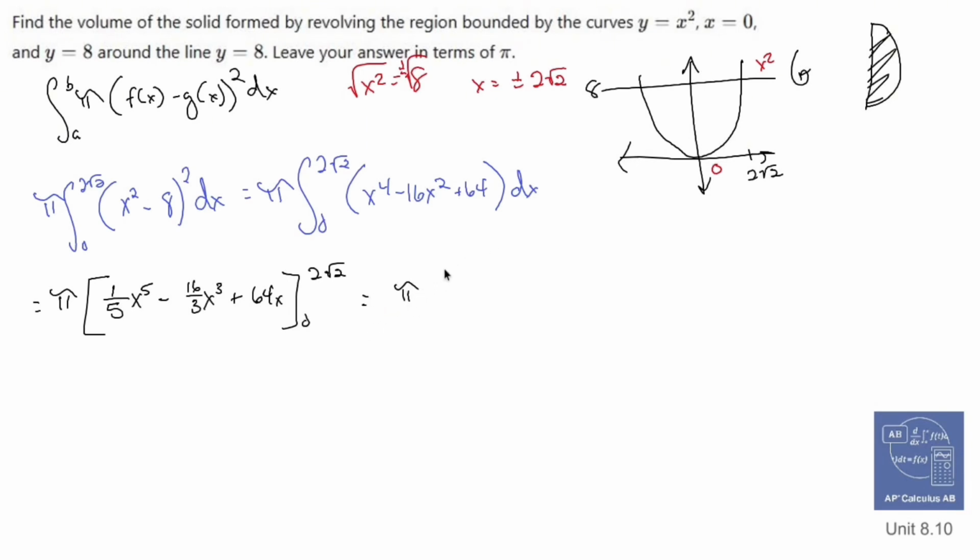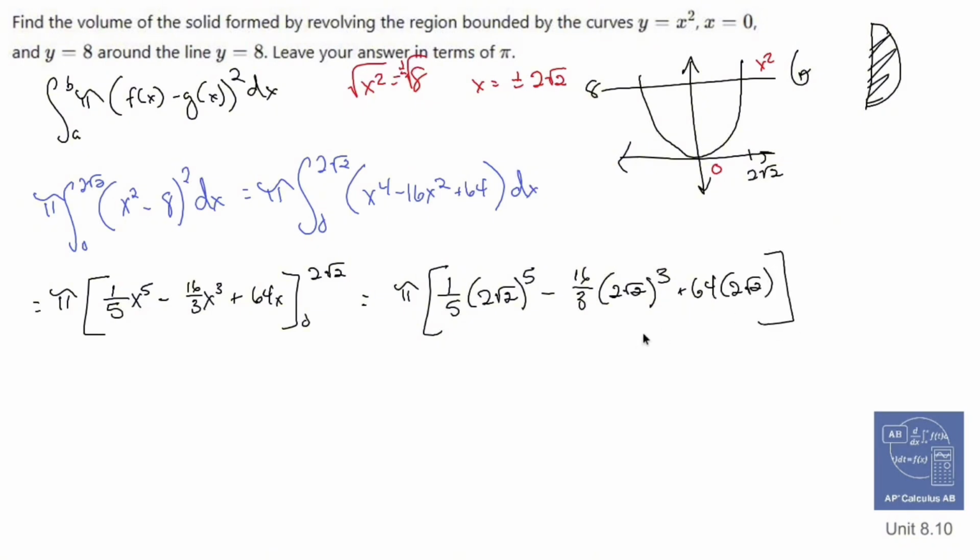Pi is still going to be out there. 1/5 of 2 root 2 to the 5th, minus 16 thirds, 2 root 2 to the 3rd, plus 64 times 2 root 2. Close that off. Minus 0. Why? Well, you plug in 0, you get 0. Minus, you get 0. Plus, you get 0. And then multiply to pi, you get 0. All right, here comes the fun part. You ready? Here comes the fun part.